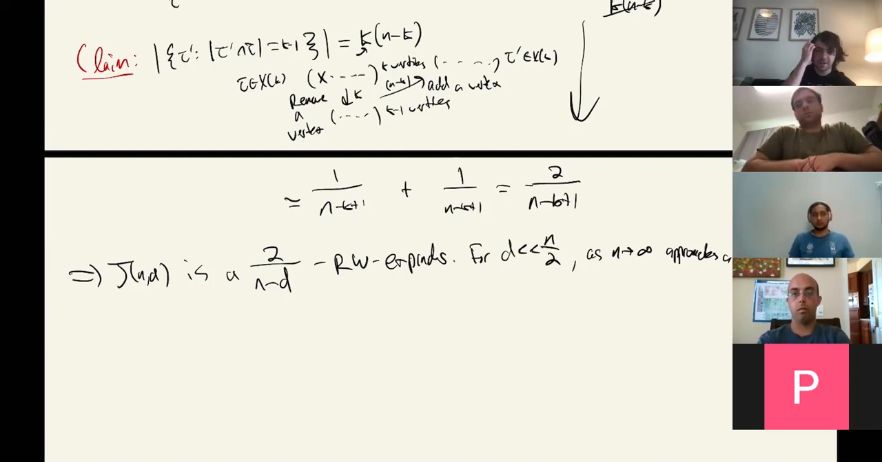Okay, any questions on that before we move on? The next step is to show the relation between local spectral expansion and random walk expansion.